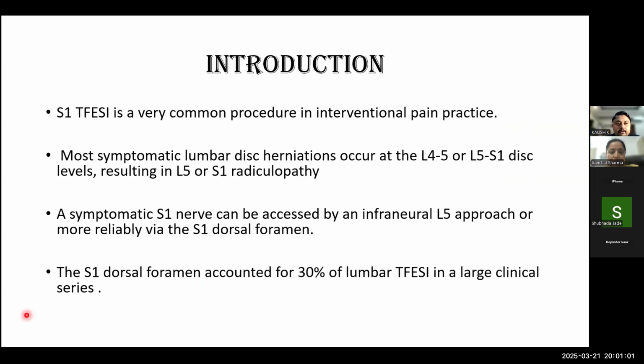So S1 transforaminal epidural steroid injection is a very common procedure, as most symptomatic lumbar disc herniations occur at the L4-S5, L4-L5 or the L5-S1 disc levels. So a symptomatic S1 nerve can be accessed by an intraneural L5 approach and more reliably so via the S1 dorsal foramen. And in recent studies, the S1 dorsal foramen has been found to be accounting for around 30% of lumbar transforaminal epidural steroid injections.